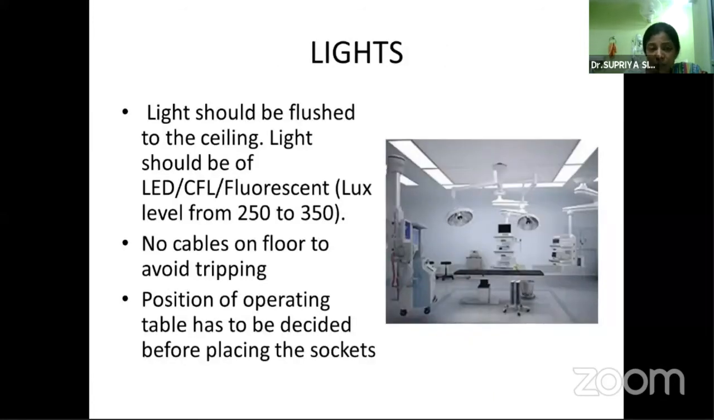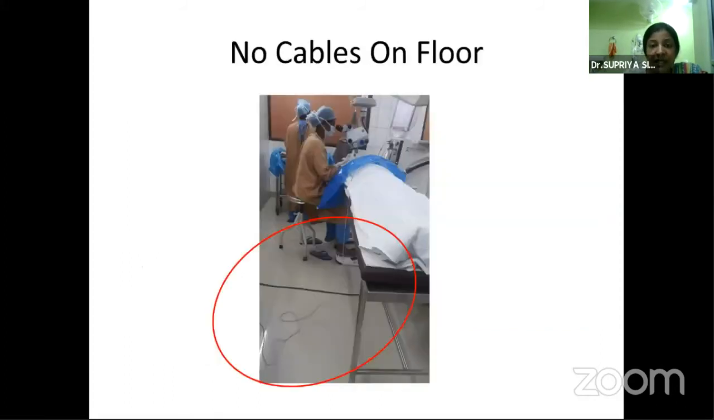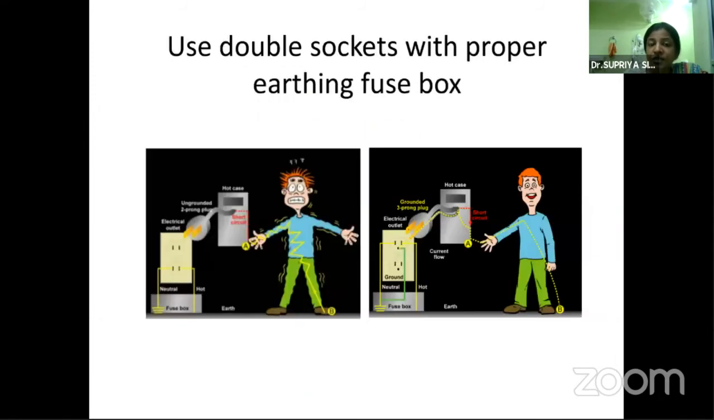Good lighting is needed in operation theatre. Light should always be flush to the ceiling, and the position of the operating table must be decided before placing the socket so that the equipment can be plugged into the socket and can also reach the table simultaneously. Make sure there are no cables lying on the floor to avoid tripping. Use double sockets with proper earthing and fuse box.